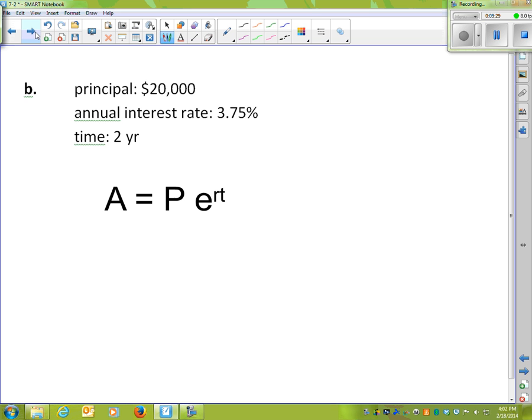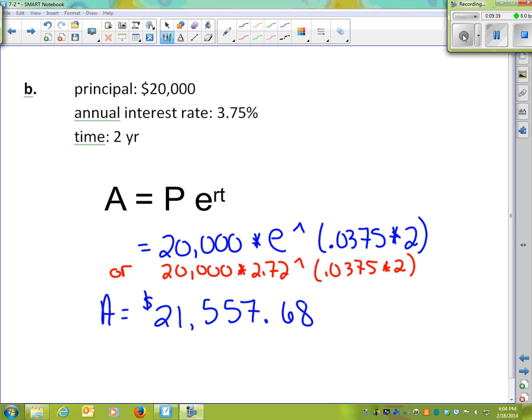Okay, go ahead and try letter B. Try typing it into the calculator. Push pause as you do your work, and then press play when you're ready. This is the answer that I got. If you use 2.72 instead of e, you'll get a slightly different answer, but in the end, it's pretty much the same. $21,557.68. And that concludes lesson 7.2.